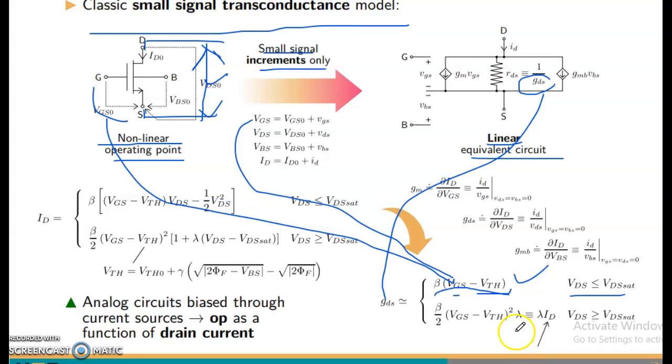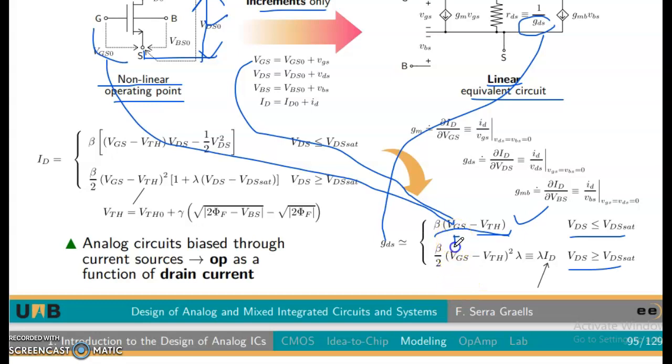Here, while VDS is more than VDsat, we subtract VTH from VGS, then square it. Here the full beta value you are taking, but here only half beta value. Here squaring, here not squaring. Multiply with lambda, then it equals lambda ID. VDS greater than or equal to VD saturation.